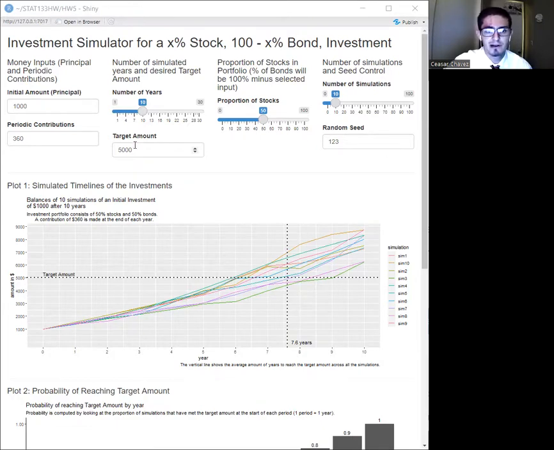Next, we have the number of simulated years and desired target amount. We have a slider and a numeric input for that for ease of use. Next is the proportion of stocks in the portfolio, and we must note that the percent of bonds will be 100% minus the selected input, and that is the slider. We have the number of simulations and seed control for our final column, one being a slider and one being a numeric input, which makes the most sense.